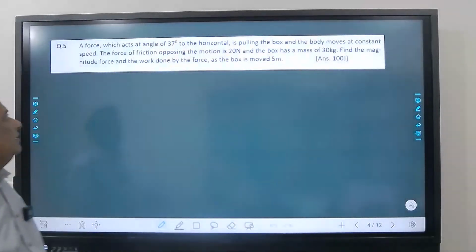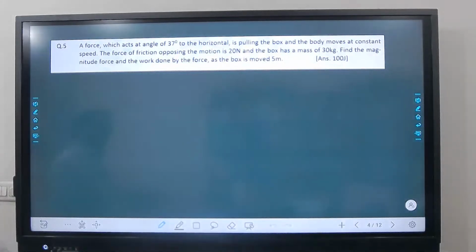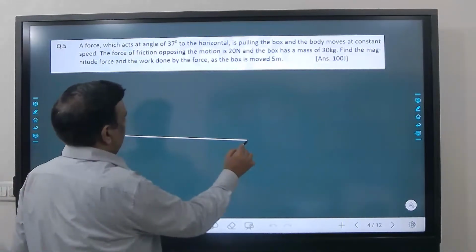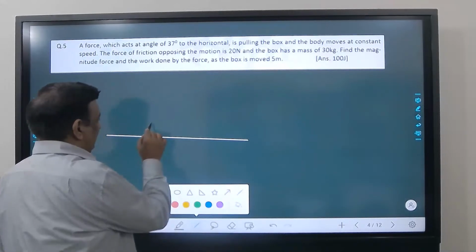Next is: a force which acts at an angle of 37 degree to the horizontal is pulling the box and the body moves at constant speed. Now, body is moving at a constant speed. Frictional force opposing is 20 Newton. Box is a mass of 30 kg. Find the magnitude of force and the work done by the force as the box moves a distance of 5 meter. हमें इस फॉर्म में given है. You have a box of mass 30 kg.